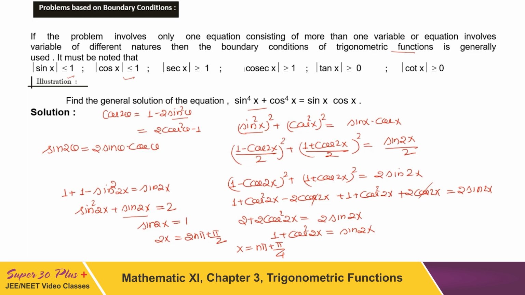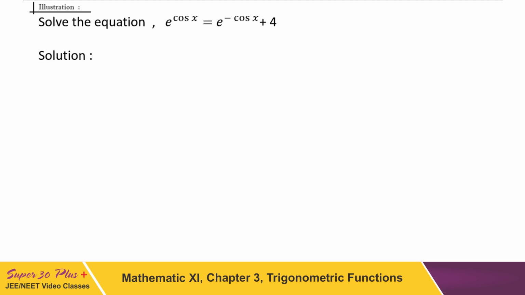This is the answer of our equation, or it is the general solution of the equation sin to the power 4x plus cos to the power 4x is equal to sin x into cos x. Students, let's see one more example. Solve the equation e to the power cos x is equal to e to the power minus cos x plus 4.